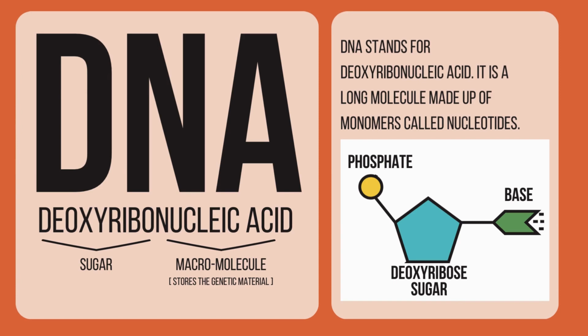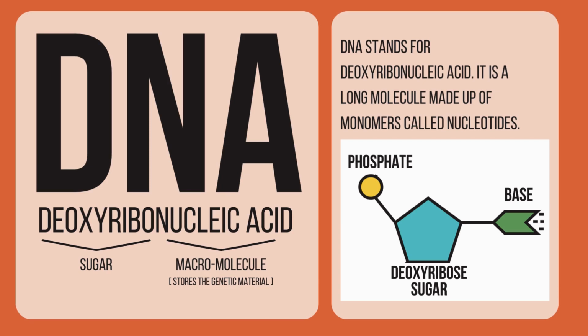One nucleotide is made up of one phosphate, one deoxyribose sugar, and one base. What is base? Base is adenine, guanine, thymine, and cytosine. When it is in terms of base, it is known as thymidine, cytidine, guanosine, and adenosine.